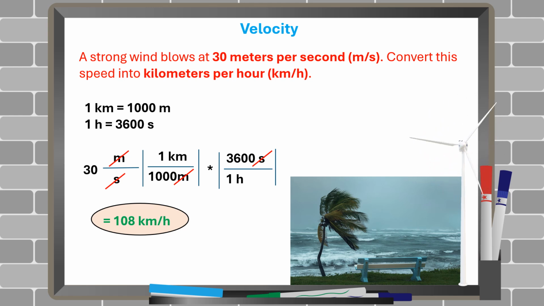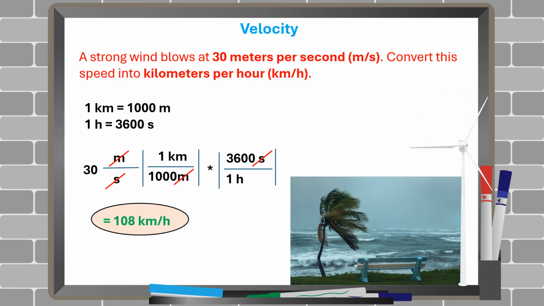Alright, so we are given a wind speed of 30 meters per second. Our goal is to convert this into kilometers per hour. But how do we do that? Let's go step by step. We know that 1 kilometer equals 1,000 meters and 1 hour equals 3,600 seconds. So, to convert from meters per second to kilometers per hour, we use this conversion factor.